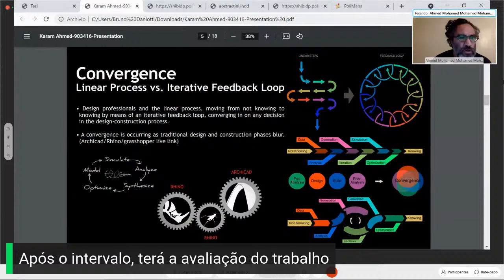A main idea and concept of convergence is the linear process versus the iterative feedback loop. Instead of a potentially stagnant linear process for the design and construction of a building, a designer should work within a frame of iterative feedback loops that provide not so much instant results, but very accurate and certain knowledge of what we can do.